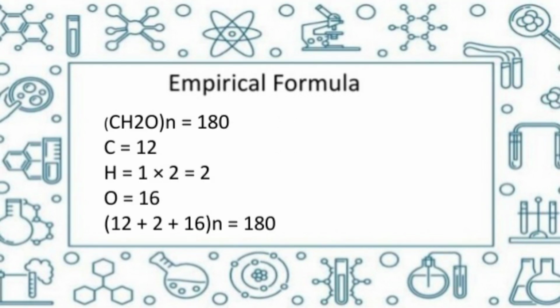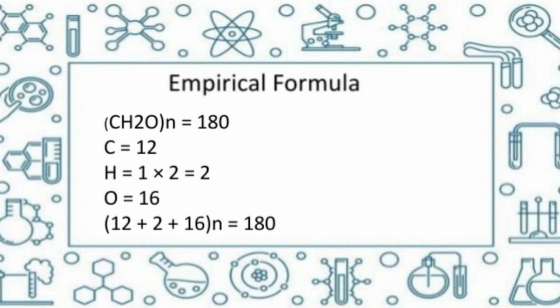The next thing to do, since molecular mass was given, is that the molecular mass is 180. Let N represent the molecular formula multiplier that is unknown. Use it to multiply the empirical formula like this: CH2O in bracket, multiplied by N, equals 180. Carbon is 12, hydrogen is 1 times 2, because of the value hydrogen is carrying, equals 2, oxygen is 16.